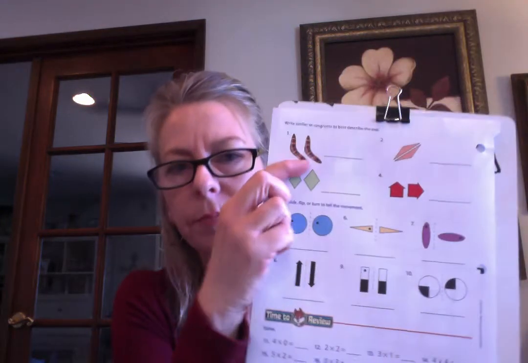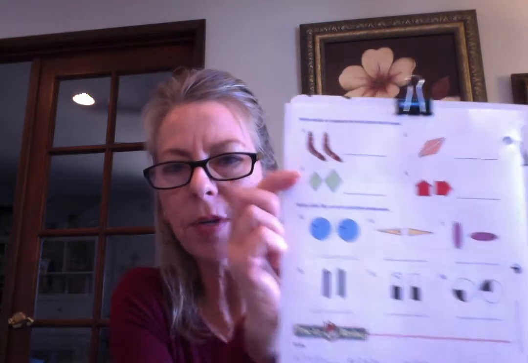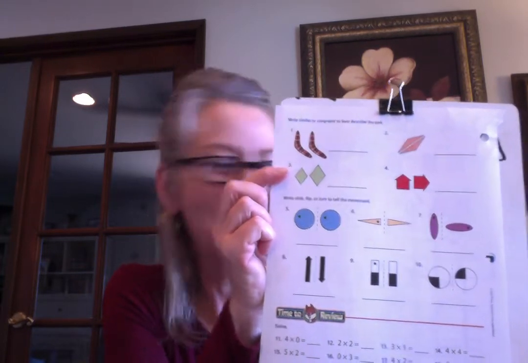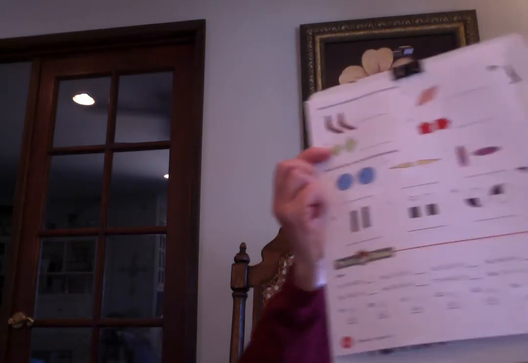Okay, so on the back side, you are going to review similar and congruent for this top part. Okay, similar and congruent. If you don't remember what those terms are, maybe you should look in your math journal. Let's see if I've got my math journal. I'll give you a little clue here.